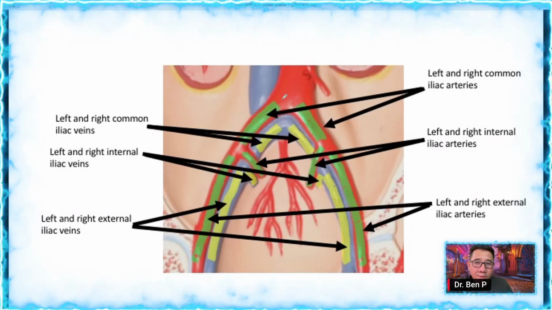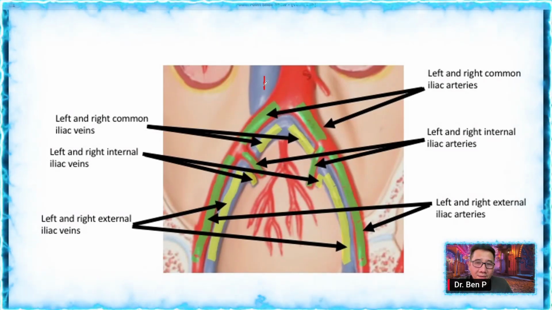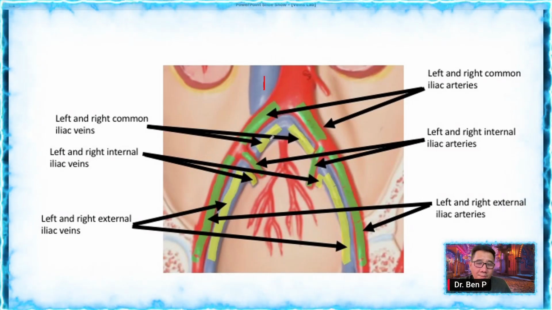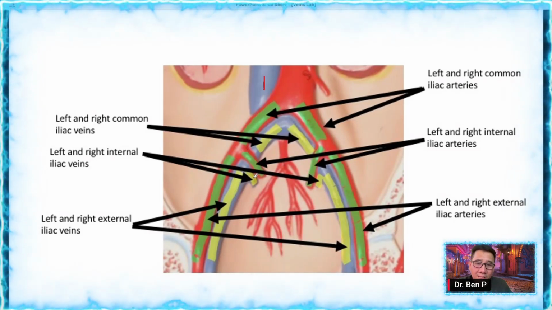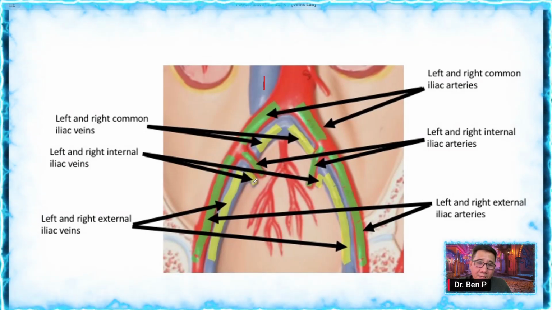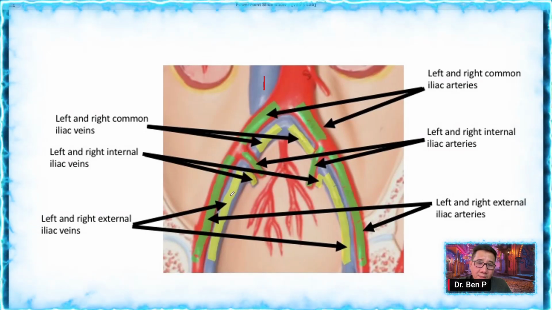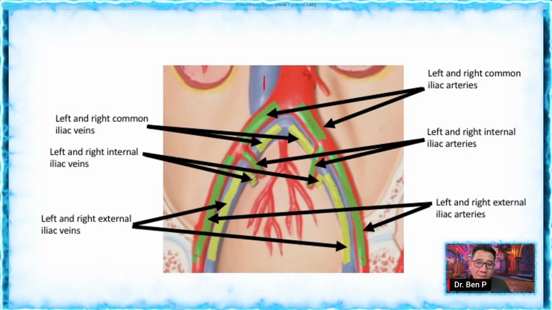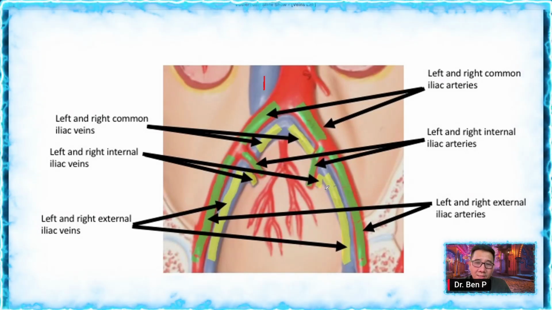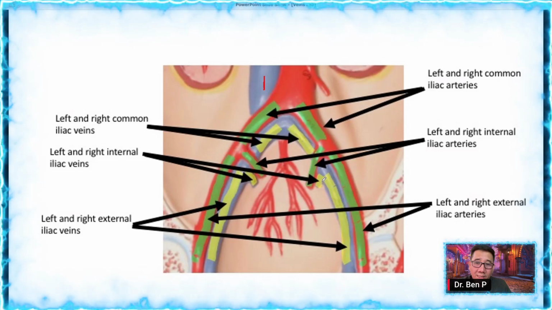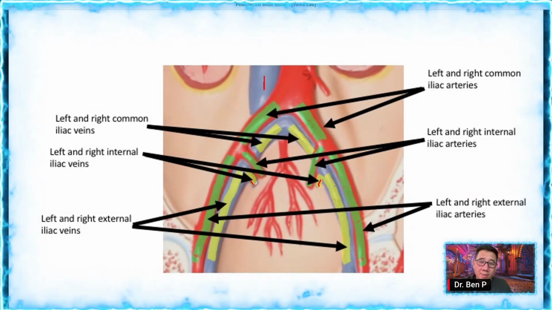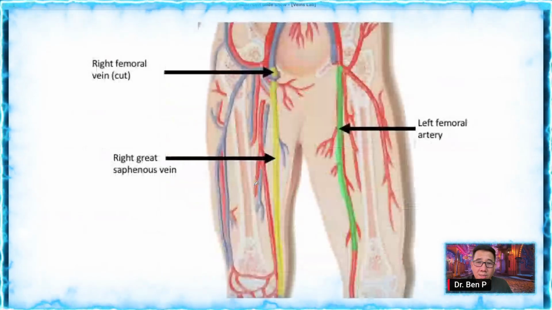So coming down, you have the inferior vena cava here on top, and then it splits into the right and left common iliac veins. The common iliac vein splits again into the external iliac vein, right and left external iliac vein, and then you have the right and left internal iliac vein. This one here, little stuff, and this one here, little tiny stuff.